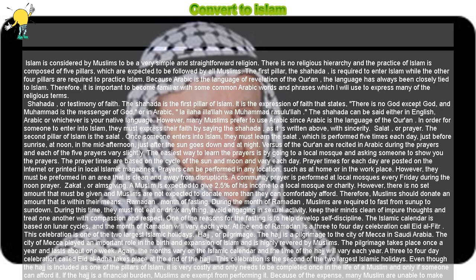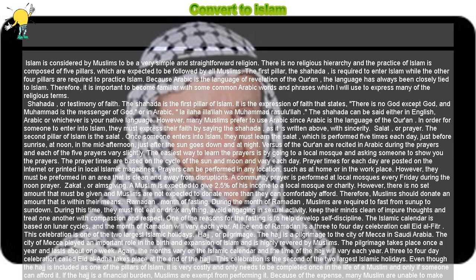The easiest way to learn the prayers is by going to a local mosque and asking someone to show you the prayers. The prayer times are based on the cycle of the sun and moon and vary each day. Prayer times for each day are posted on the internet or printed in local Islamic magazines. Prayers can be performed in any location, such as at home or in the workplace. However, they must be performed in an area that is clean and away from disruptions. A community prayer is performed at local mosques every Friday during the noon prayer.